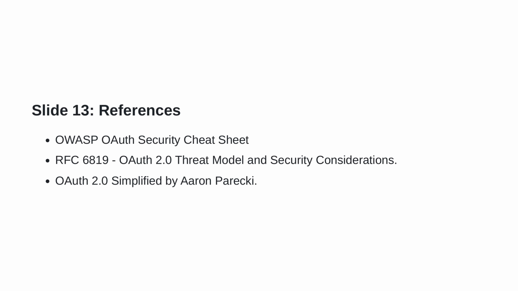OAuth 2.0 Threat Model and Security Considerations presents you with an expanded view of the threats prevalent in the OAuth architecture and puts forward various possible countermeasures. Last but not least, OAuth 2.0 Simplified, written by Aaron Parecki, is a practical guide that offers clear and simplified instructions on how OAuth 2.0 operates. In this book, Parecki breaks down complex concepts into a digestible format. As the name suggests, it simplifies your understanding of OAuth, assisting you in building secure applications. To wrap up this slide, these references will give you a broader perspective and, more importantly, an in-depth understanding of OAuth security.